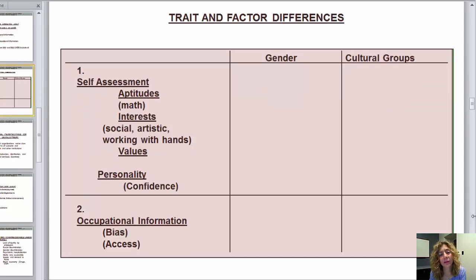As you're looking at this theory, it's really important that you take the whole person and their context into consideration. So I would encourage you, as you're looking at the self-assessment pieces and you're looking at the occupational information, keep an eye open for bias, for gender bias, for cultural group bias. There's just a lot of bias out there in the world, and as professionals, it's our responsibility to be aware of that and to be able to align with our clients and know where we need to advocate and where certain things may be not as applicable from this theory based on an individual's values.